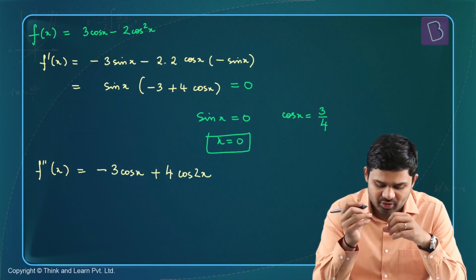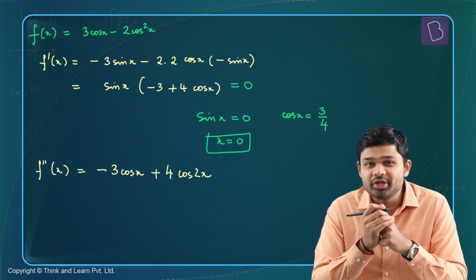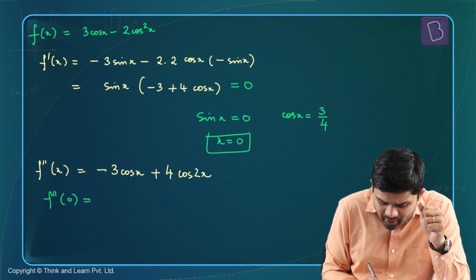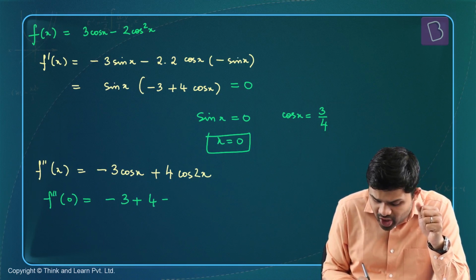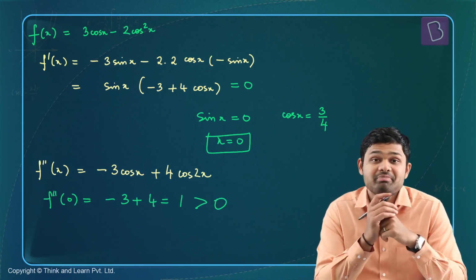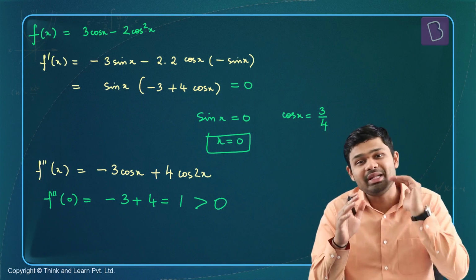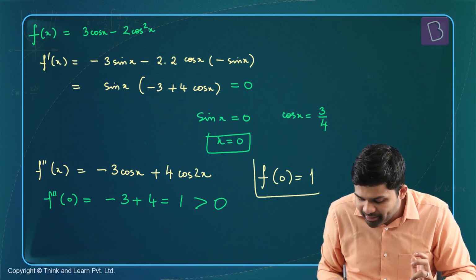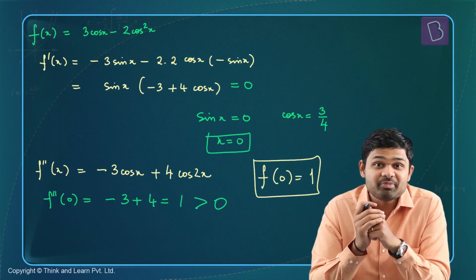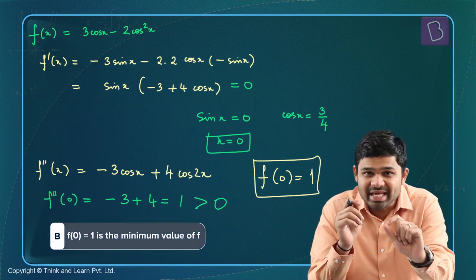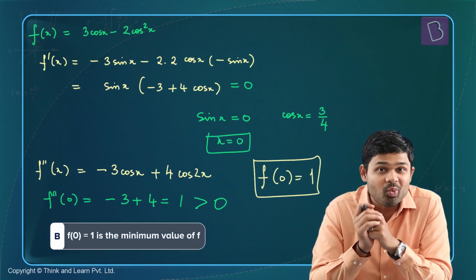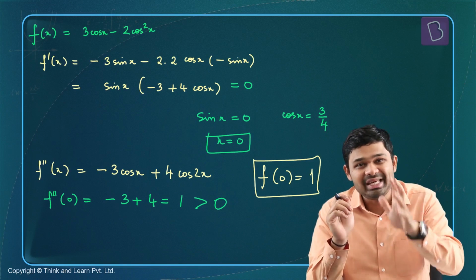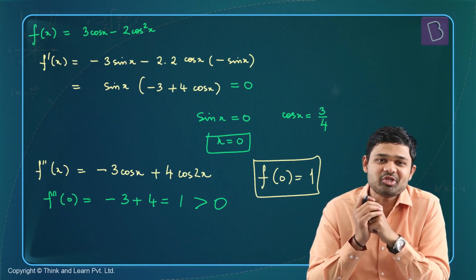So put in the value of x is equal to 0. Well, cos 0 is 1. So f double dash of 0 is going to give you a value of negative 3 plus 4, which is equal to 1, and this is greater than 0, which means x is equal to 0 is a point of local minima. So f of 0 equal to 1 is in fact the minimum value of this particular function, not the maximum value. So option B, which says that f of 0 equal to 1 is the minimum value of this function, is the correct answer and not option A. So options B, C and D are all correct answers to this particular question.